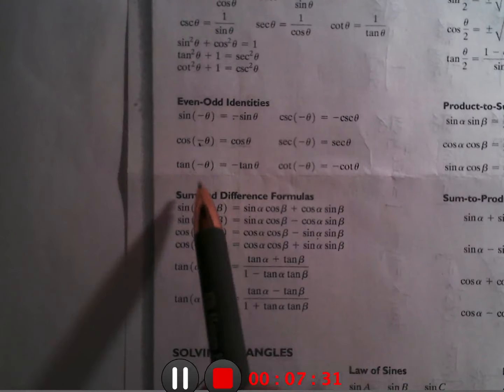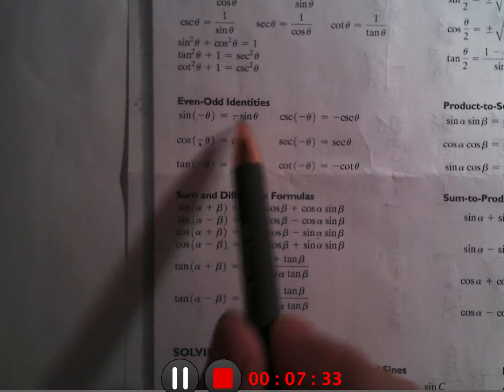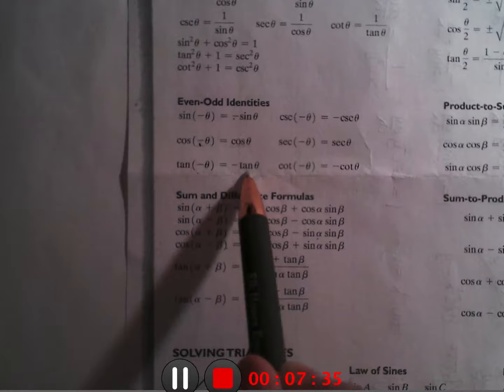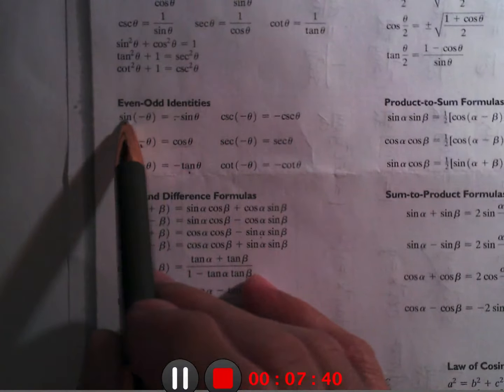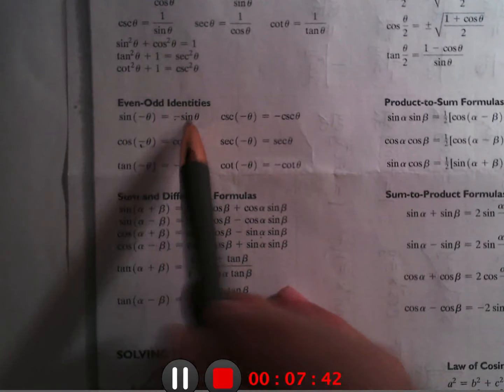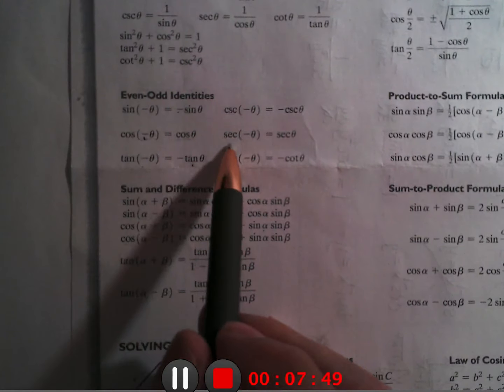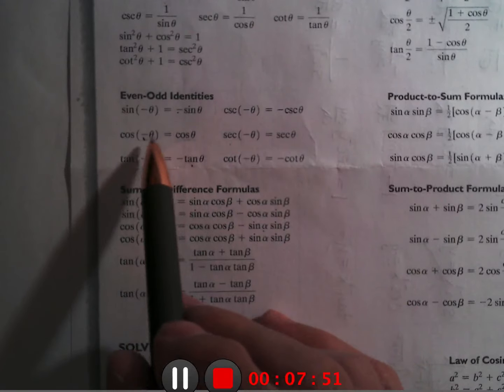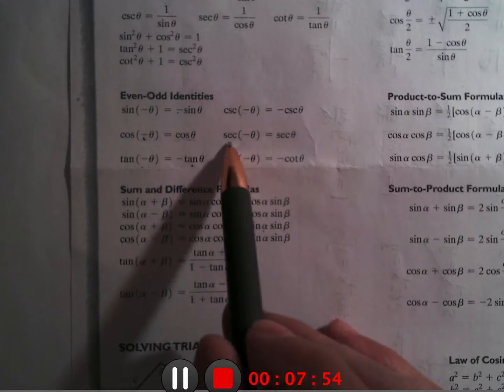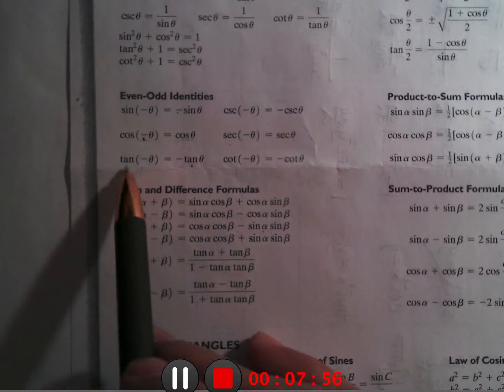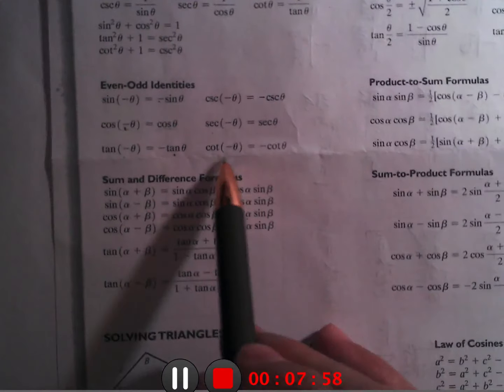Since tangent is sine over cosine, and the numerator will change and the denominator doesn't, the tangent is an odd function. Since the only difference between sine and cosecant is that they are reciprocals, cosecant has to be an odd function. And the only difference between cosine and secant is the reciprocal. So since cosine is even, so is the secant. And since tangent is odd, cotangent is odd. So that's those.